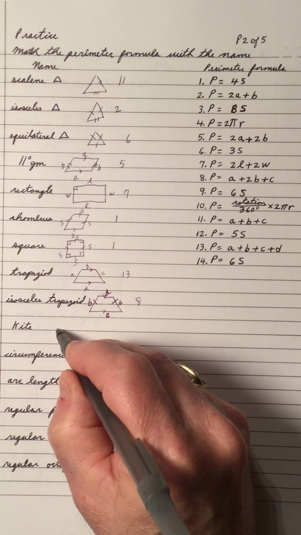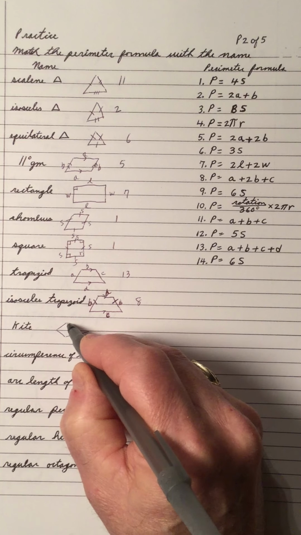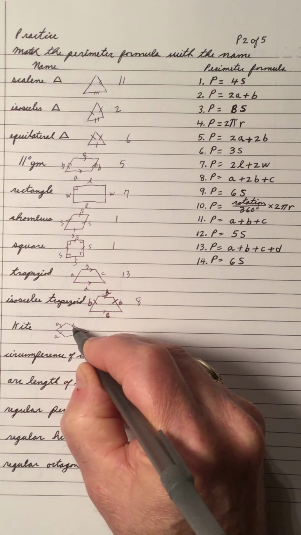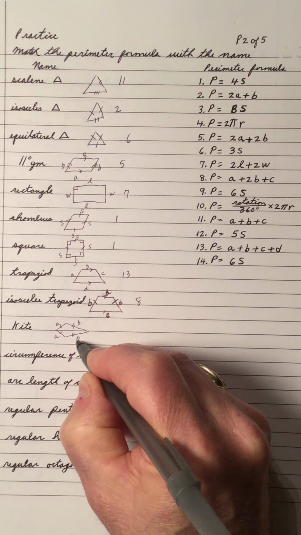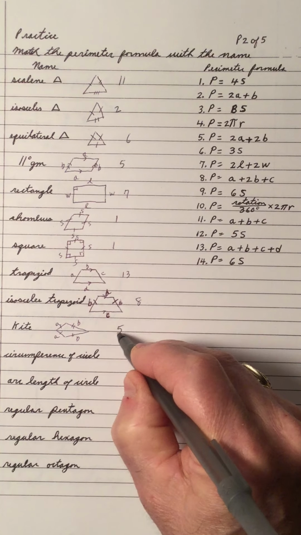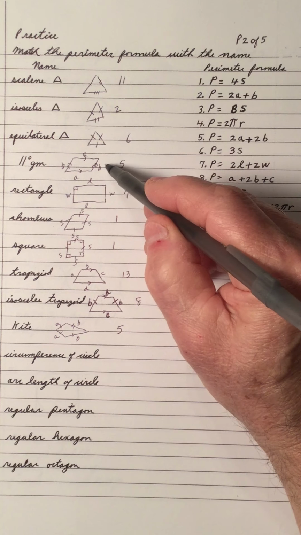And a kite is this shape. We go right out here. There's a kite, and that's an A. These 2 are equal, and these 2 are equal, so they're B's. So we got 2A and 2B, and that is number 5. 2A and 2B, like a parallelogram, right here.